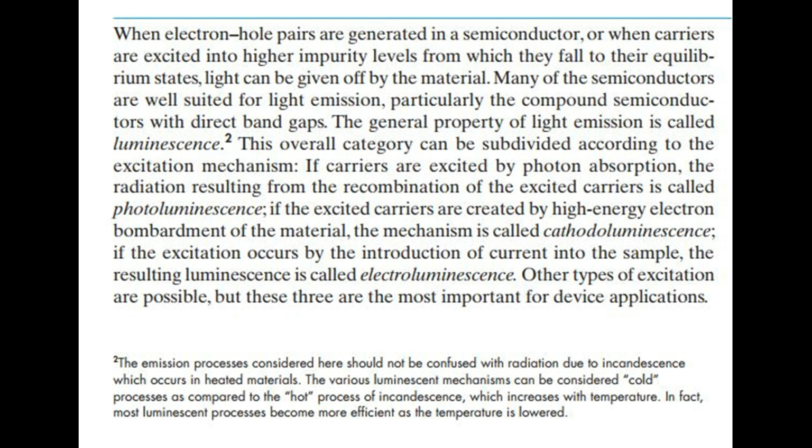This overall category can be subdivided according to the excitation mechanism. If carriers are excited by photon absorption, the radiation resulting from the recombination of the excited carriers is called photoluminescence. If the excited carriers are created by high-energy electron bombardment of the material, the mechanism is called cathodoluminescence. If the excitation occurs by the introduction of current into the sample, the resulting luminescence is called electroluminescence. Other types of excitation are possible, but these three are the most important for device applications.